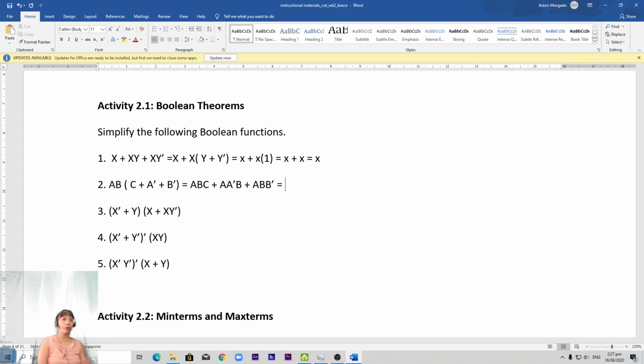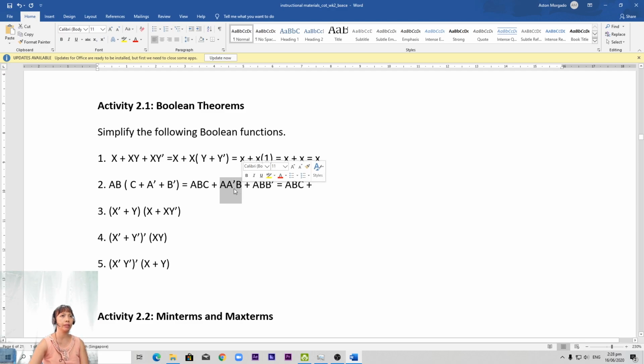So ABC, we just copy ABC here. And then A times A prime. How are you going to simplify A A prime? From the single variable theorem, x times x prime: if x is 0, then x prime is 1, so 0 times 1 is 0. Therefore, this term is already equal to 0.